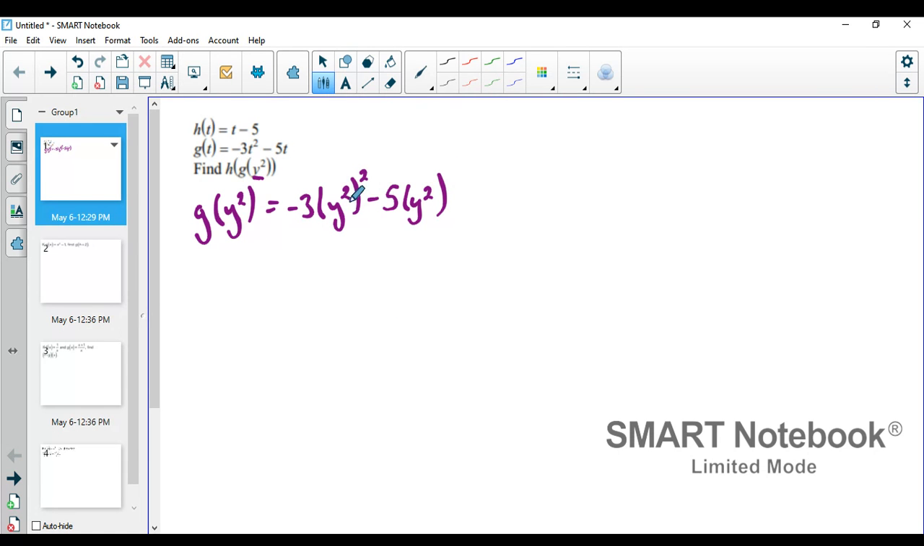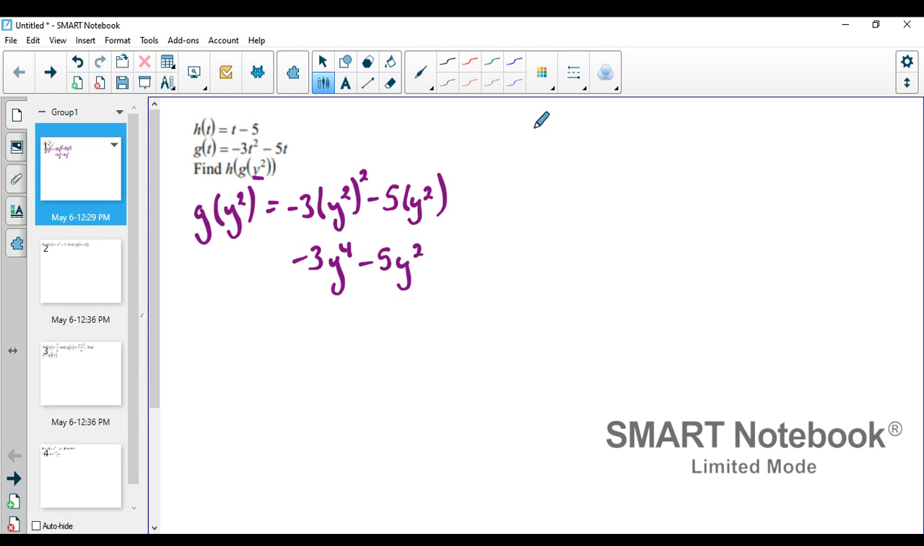And the only thing to simplify is this y squared squared. So that means we multiply the exponents. So we have negative 3y to the fourth power minus 5y squared. And because they have different exponents, that's as far as we can go with that.